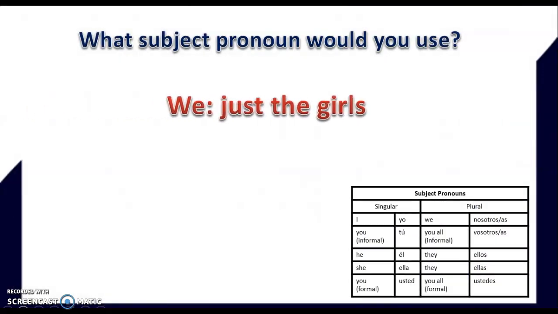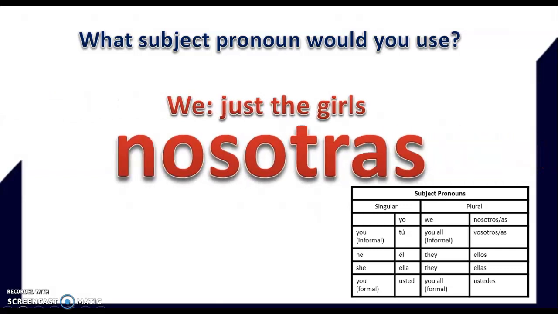What about if the subject pronoun is we, just the girls? Just the girls. Then you would use nosotras. Nosotras, because this group consists only of females.